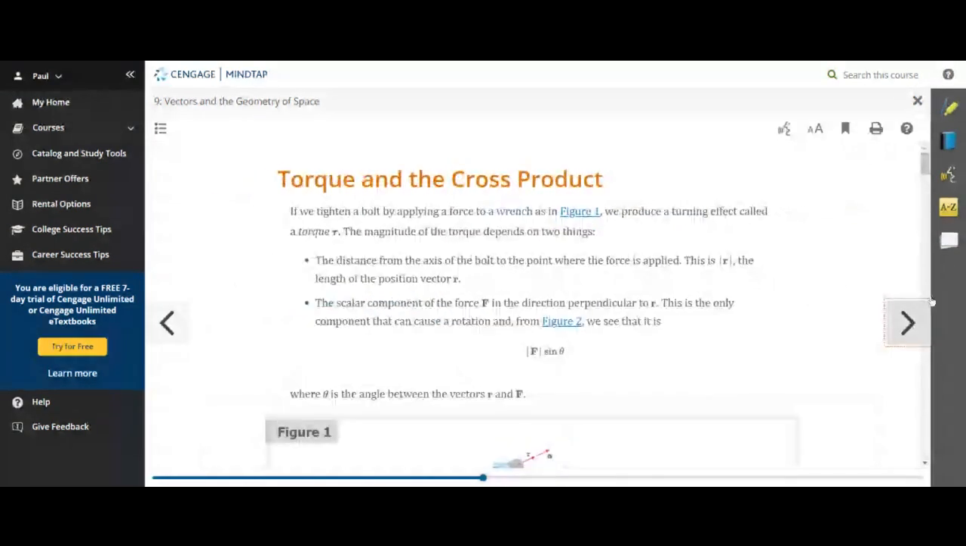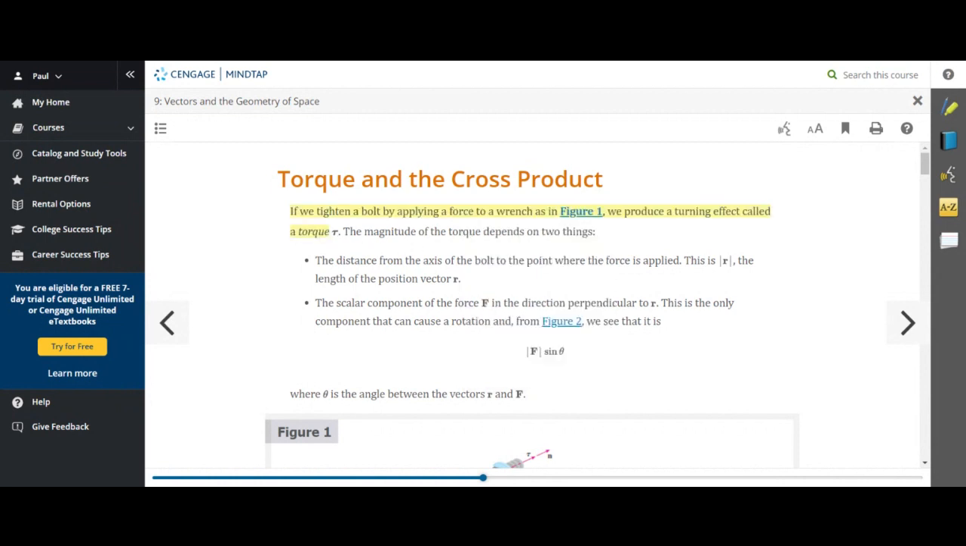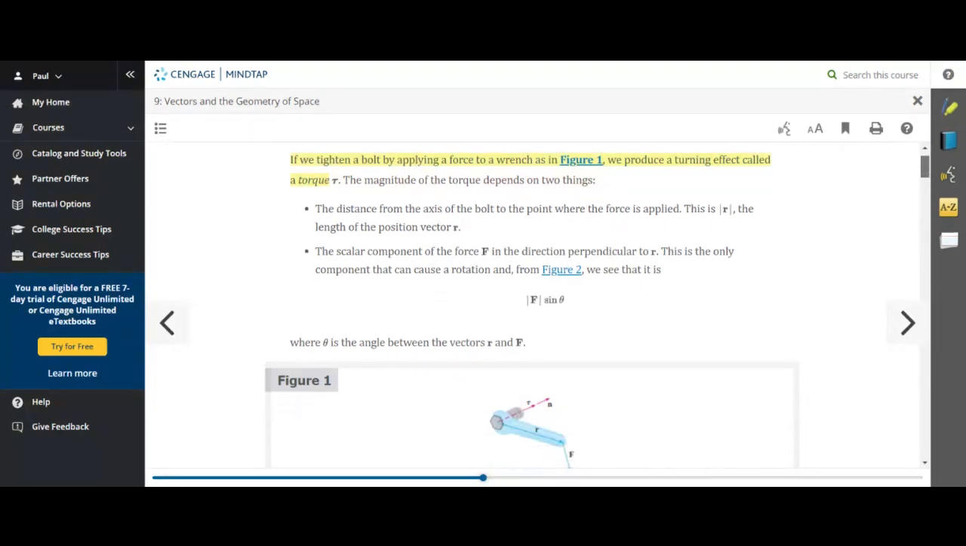So here, how many of you have heard of the concept of torque? Okay, definitely some of you have. Excellent. So if you tighten a bolt by applying a force to a wrench, as I show here in figure 1, we produce a turning effect called torque.